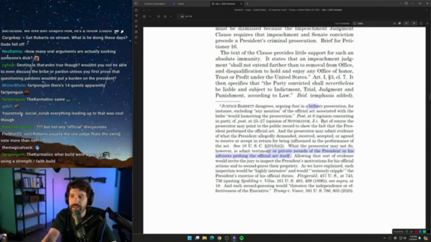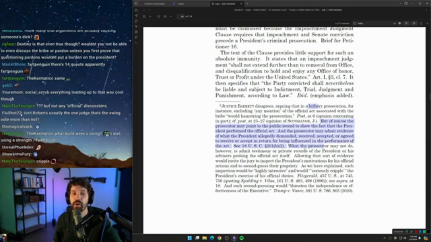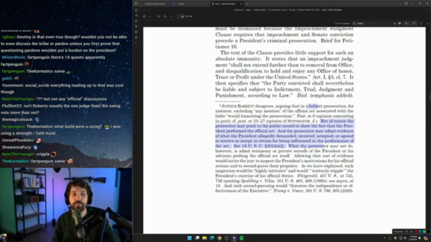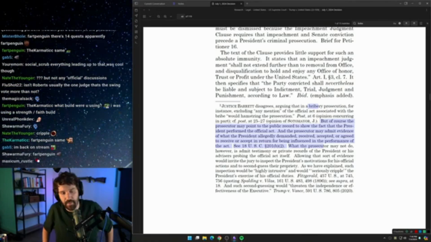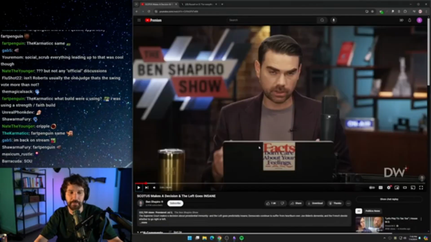So I have no idea how Roberts thinks that this prosecution could ever be successful, because remember, when you're talking about a criminal prosecution, your standard for conviction is beyond a reasonable doubt. Okay, it's not just a preponderance of evidence. It's not like a civil case where you have 51%. You have to prove something beyond a reasonable doubt. And now we're not allowed to bring up any of this stuff if we're trying to do a criminal prosecution.